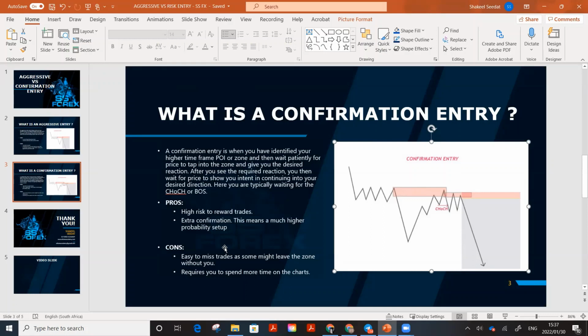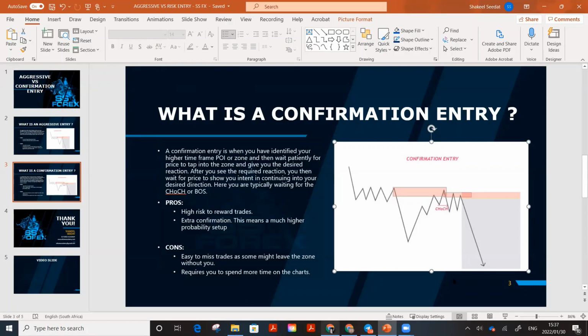So number one, we've got high risk to reward trades. So number two, we've got extra confirmation. This means a much higher probability setup. So on the high risk to reward trades, your stop losses will obviously be a lot smaller because you've waited for a new zone within the zone to form. And yeah, you might find a lower time frame zone within that H1 zone, which will give you a much smaller stop loss.